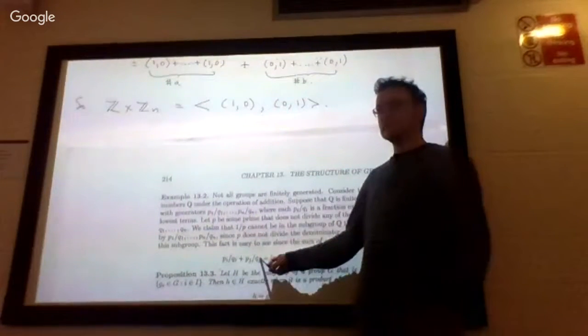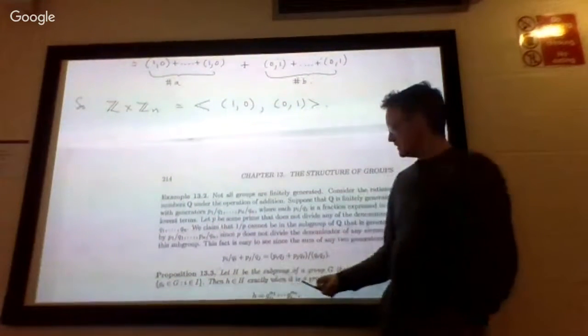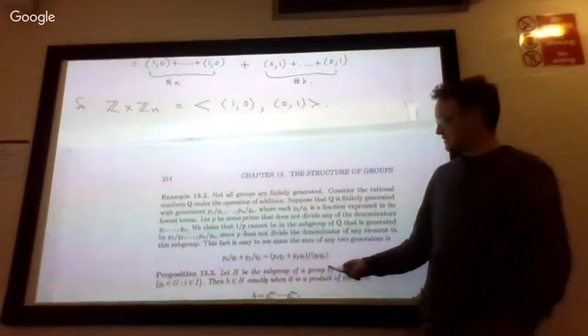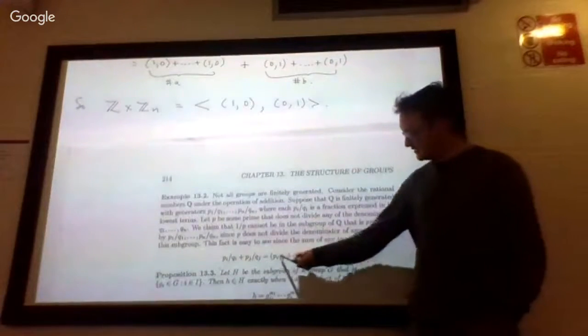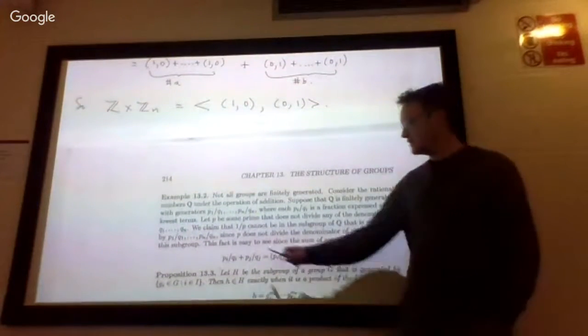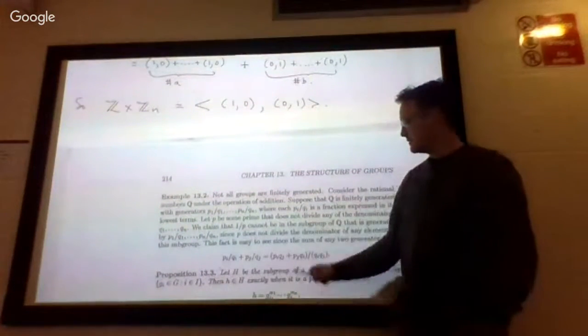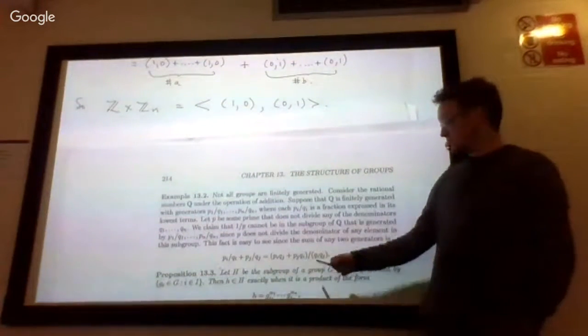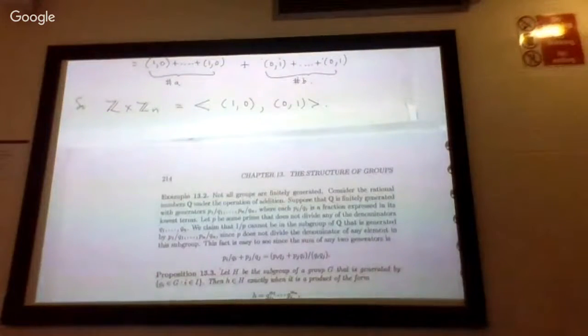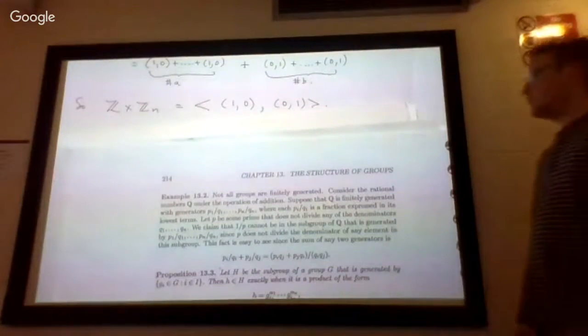Pi over Qi, Pj over Qj. How do you add those together? Well, you get a single fraction with the common denominator Qi times Qj, and then you've got this combination in the numerator: Pi times Qj plus Pj times Qi. So that's your familiar school rule for adding fractions.